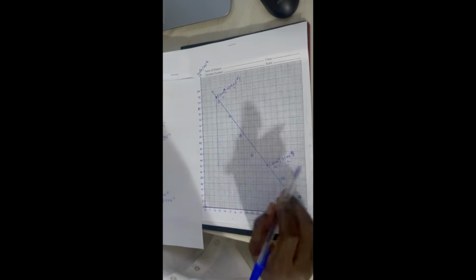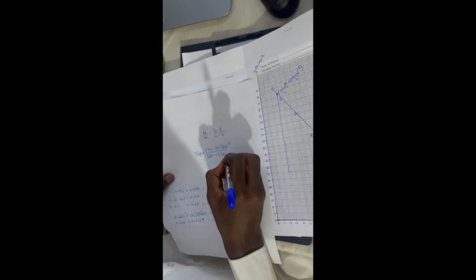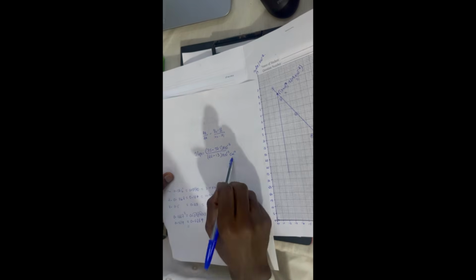Times 10 to the negative 2. Then x2. What is the value of x2? This is it, 22. 22 minus x1, 13. All through times 10 to the how many? Times 10 to the negative 3 per centimeter square. Don't forget the unit.